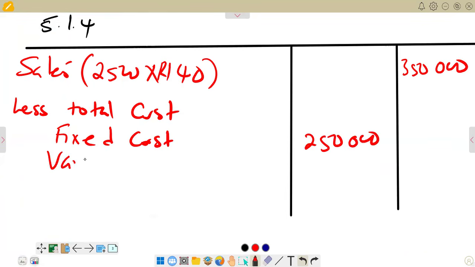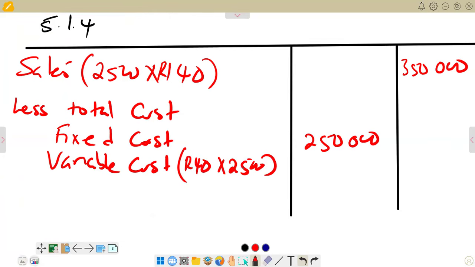Then our variable cost. Remember, we calculated it, we got 40 rand per unit. Here's our variable cost per unit. Then we multiply by the number of units at the break-even point, which is 2,500. If you multiply that, you get 100,000. So you get 100,000 here. Then we are supposed to add the two so that we get the total cost. So if you add 250,000 plus 100,000, you're going to get 350,000.